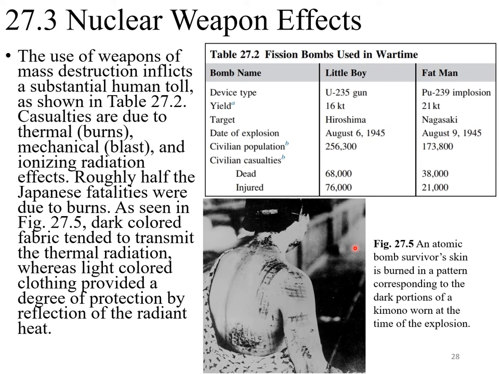Dark-colored fabric tended to transmit the thermal radiation, whereas light-colored clothing provided a degree of protection by reflection of the radiation heat. The immediate radiation effect of a nuclear explosion is extremely severe at a distance up to a few kilometers. In addition to the initial X-rays, gamma rays, and neutrons, there is a great deal of radioactive fallout, contamination, residual radiation from fission products, and neutron-induced activation products. Besides the early casualties, ionizing radiation has the potential to cause both deterministic and stochastic long-term effects. The late effects include cataracts, leukemia, and other cancers.